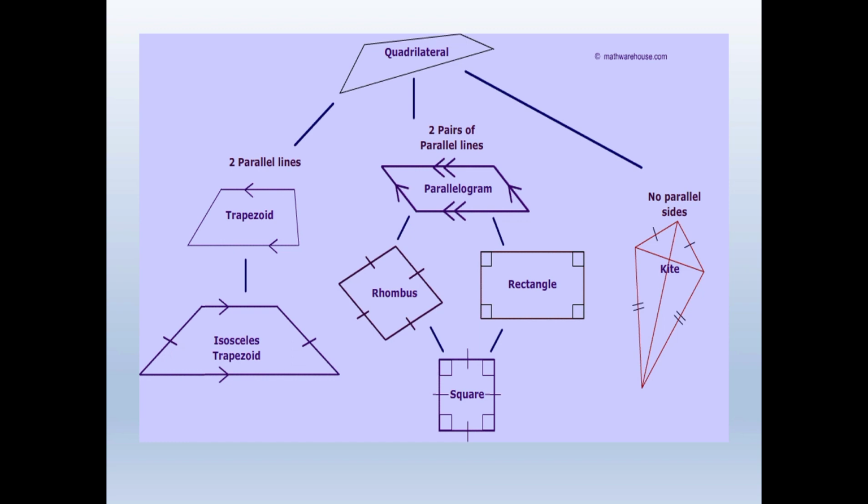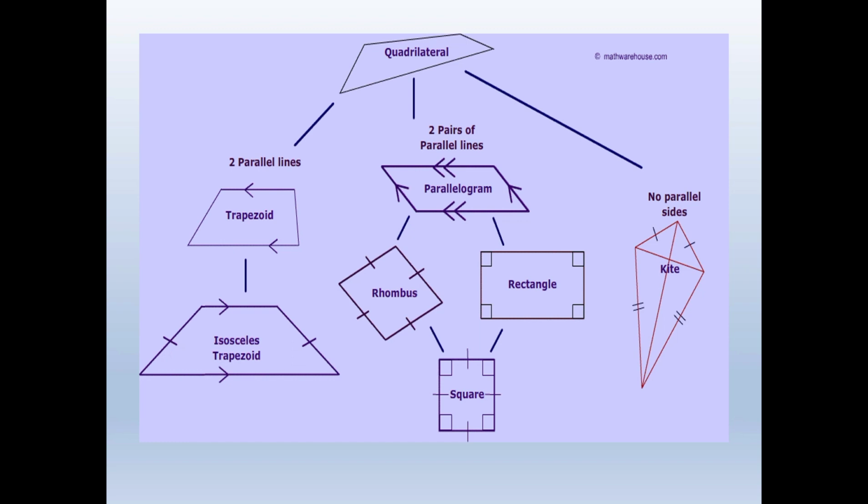And the second group, we have here parallelogram, rhombus, rectangle, and square. In this group, they have two pairs of opposite sides that are parallel. And on the third group, we have here the kite. The kite has no parallel side at all. Now, to deepen our understanding, let us answer these following questions.